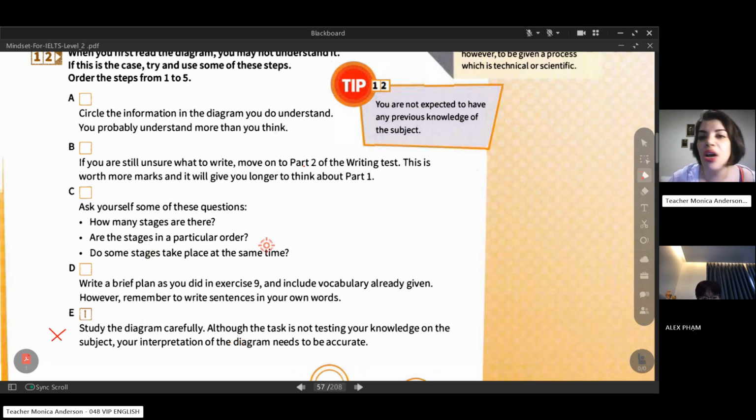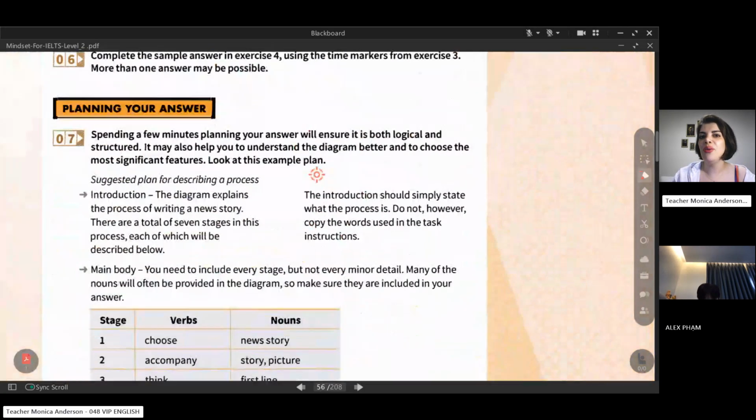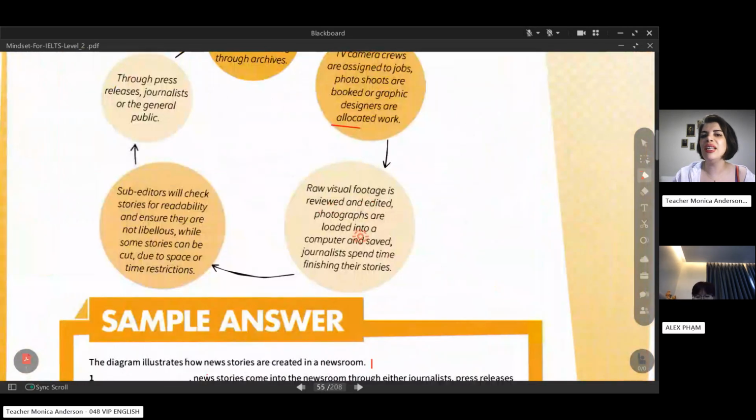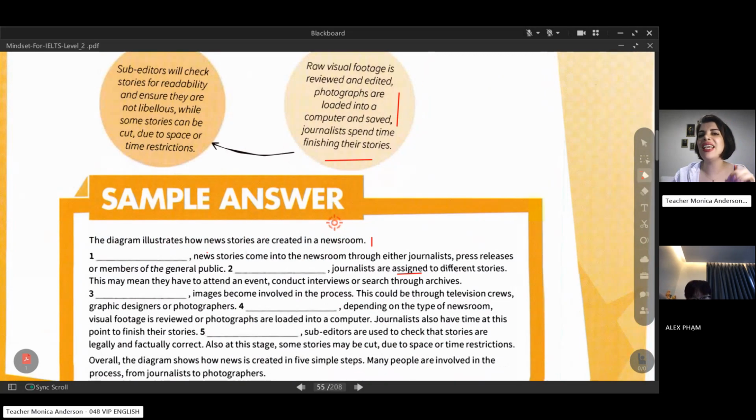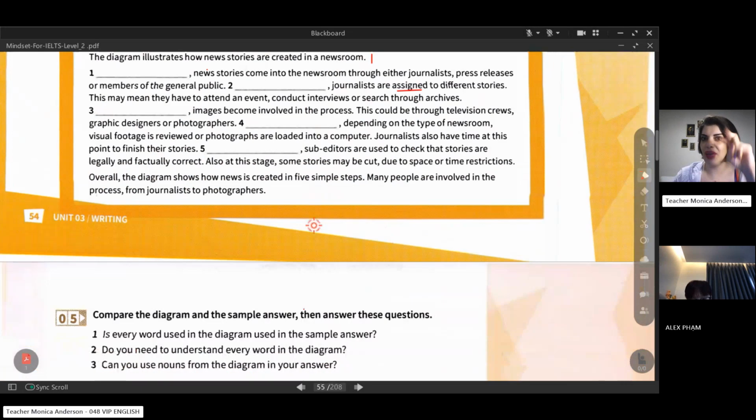Number two, you need to ask yourself these questions. Alex, first of all, as I told you, how many stages are there? Are these stages in a particular order? And are there stages that take place at the same time or not? For example, in this circle, we have two stages that are taking place at the same time. So we have two stages here.